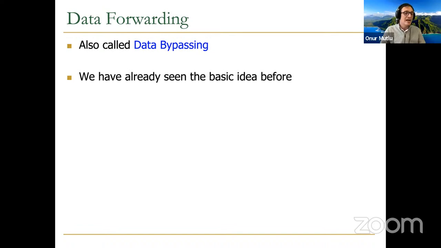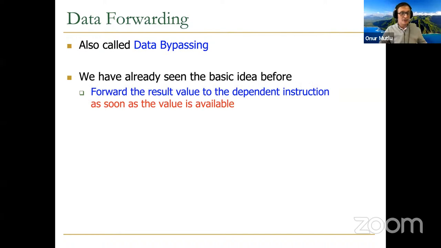Basically, the idea is don't wait until the data gets written to the register file. Forward the result value of a producer instruction to the dependent instruction as soon as the value is available, right? So the value is available after the ALU output, send it directly to the stage that this dependent instruction is waiting for the value at. So remember data flow? Actually, this is the data flow principle.